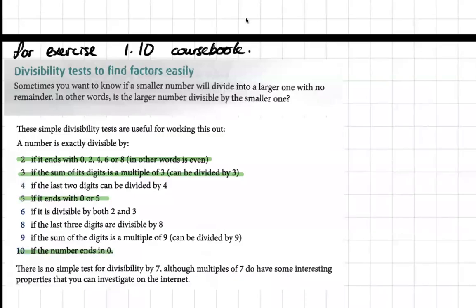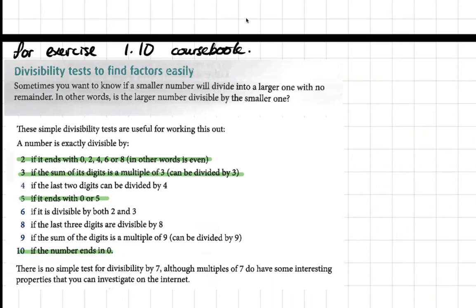So for exercise 1.10 in the course book, we'll look at divisibility tests to find factors easily. There is a way to look for whether a number can be divided by 1, 2, 3, 4, 5, 6, 7, 8, 9, and 10, whether it's divisible by all of these except for the number 7. Okay, there's no simple test for divisibility by 7.